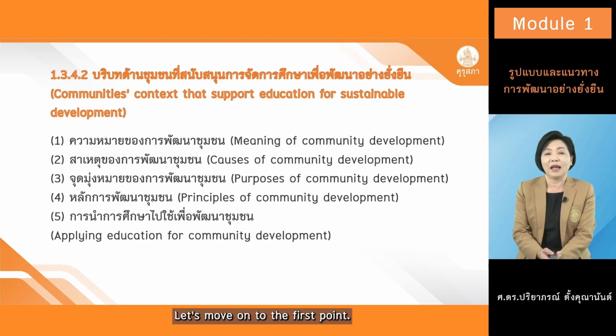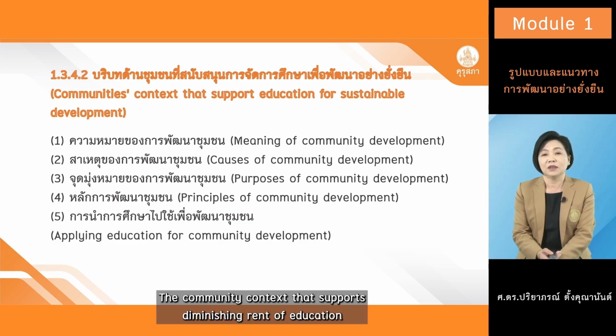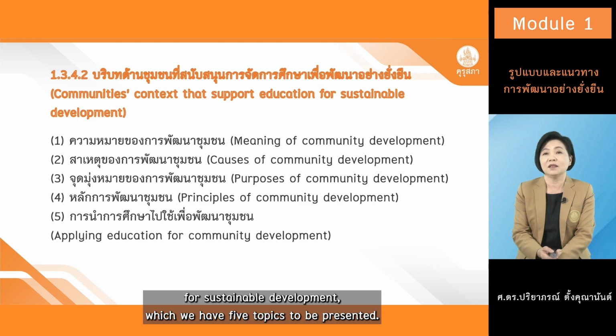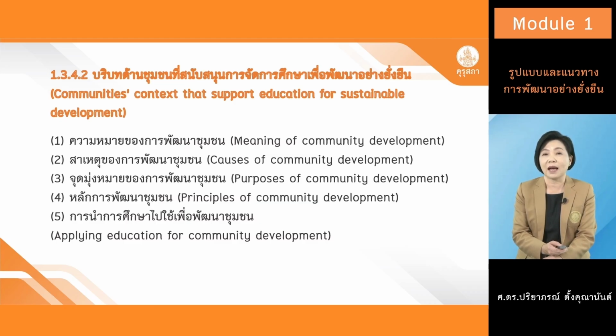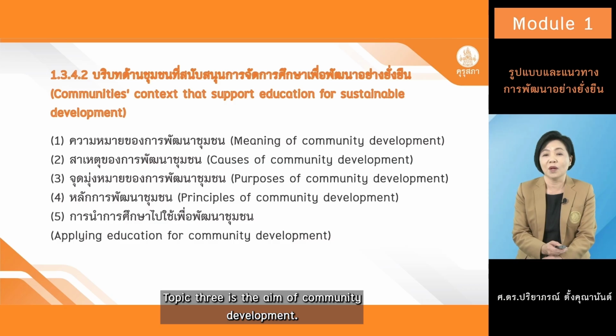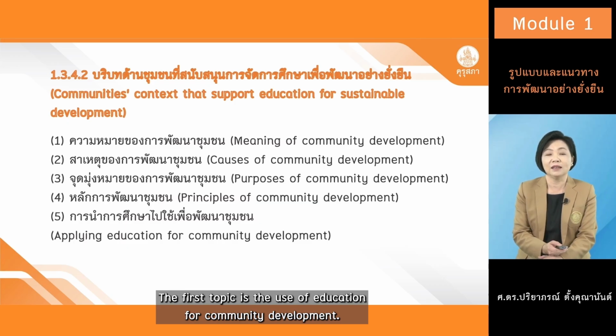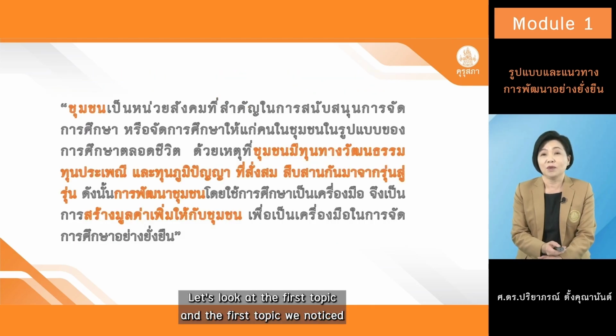Let's move on to the first point, the community context that supports the management of education for sustainable development, which we will present in 5 topics. Topic 2 is the causes of community development. Topic 3 is the aim of community development. Topic 4 is about the principles of community development. The 5th topic is the use of education for community development. Let's look at the first topic.